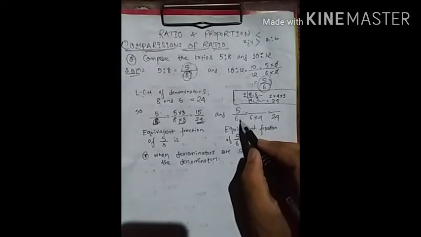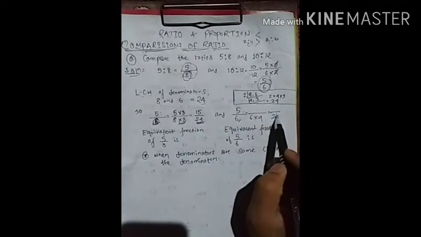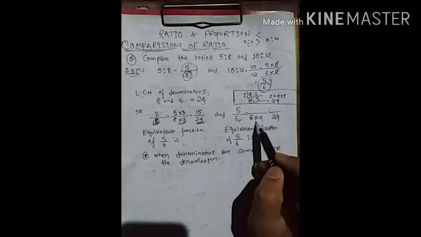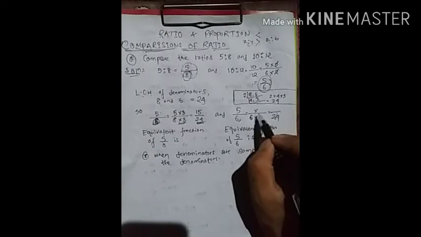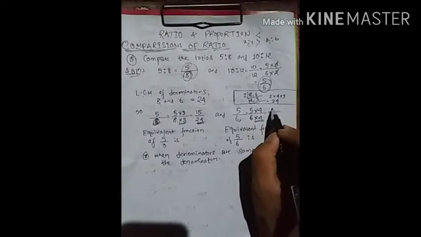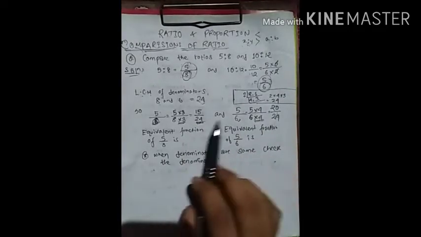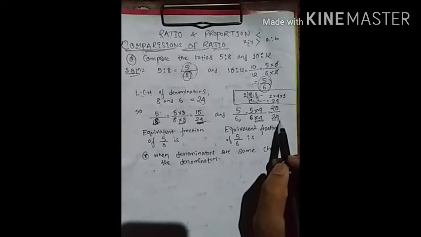Similarly in this fraction, here it is 6. Now we have to make 6 equal to the LCM. The LCM is 24. So what should we multiply with 6 so that we get 24? Everybody knows that it will be 6 into 4. Since we are multiplying by 4 in the denominator, we have to multiply by 4 in the numerator also. So it will become 5 into 4, and that is 20. Now in these two fractions both denominators are the same, so now we can compare.